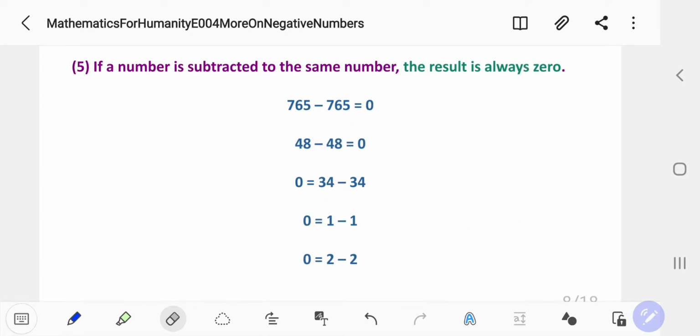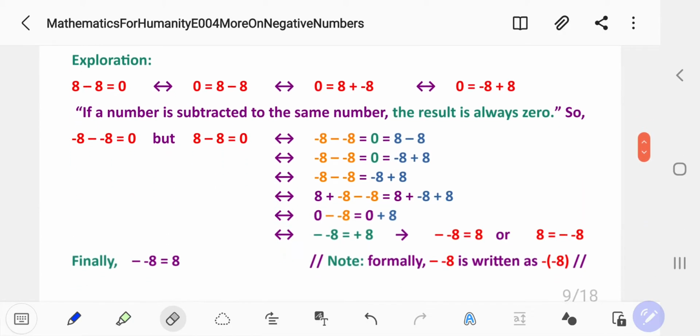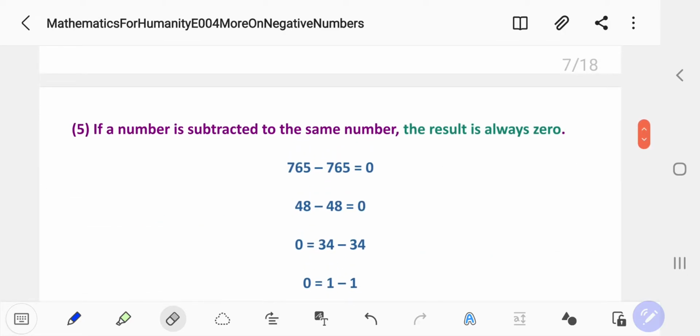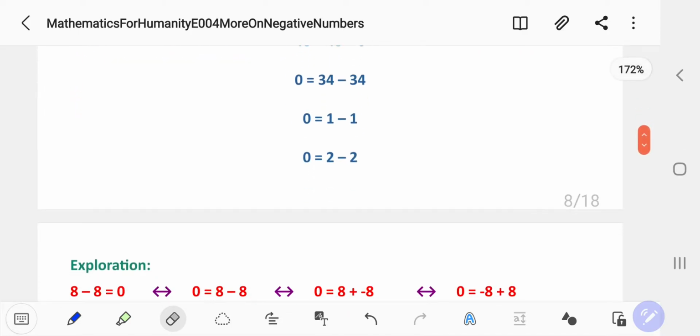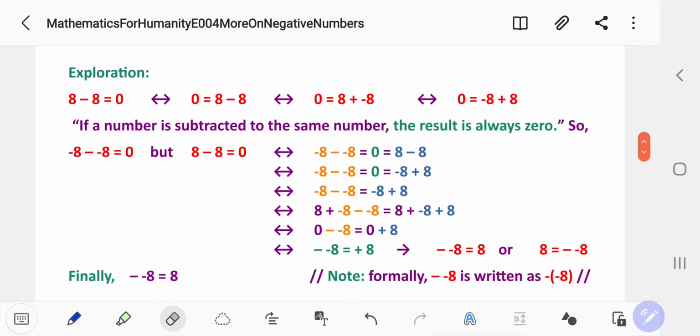Okay, the next rule is, so we explore that rule. If a number is subtracted to the same number, the result is always 0. So we explore that rule. Here you have 8 minus 8. You have 8 minus 8 equals 0.